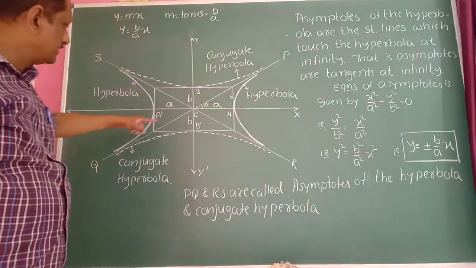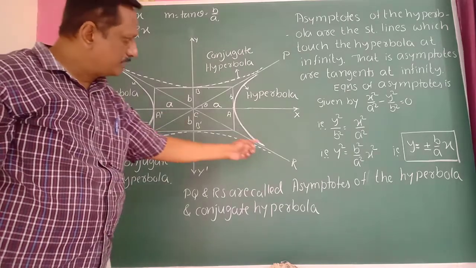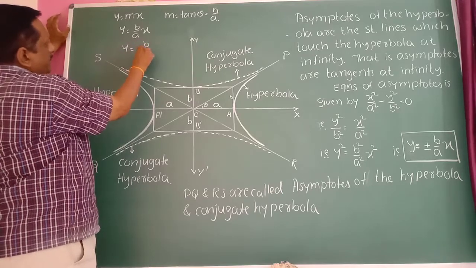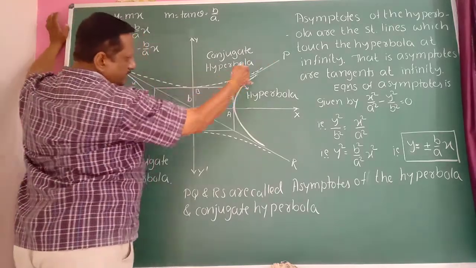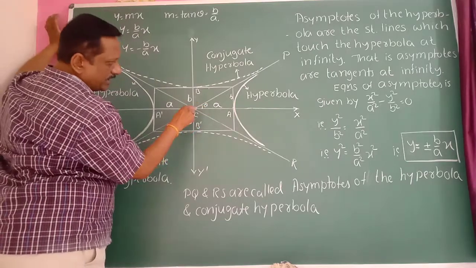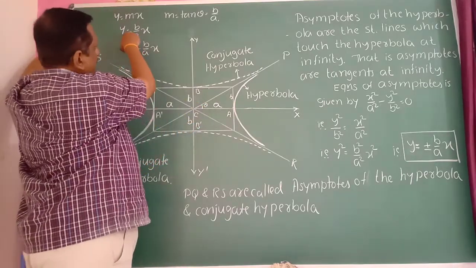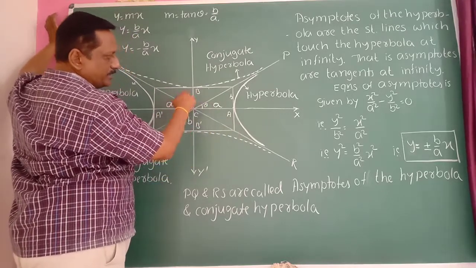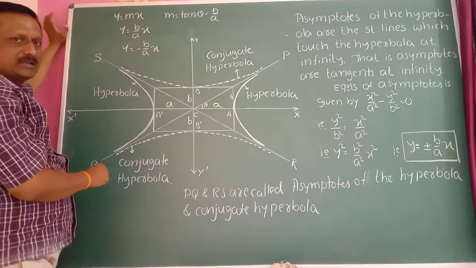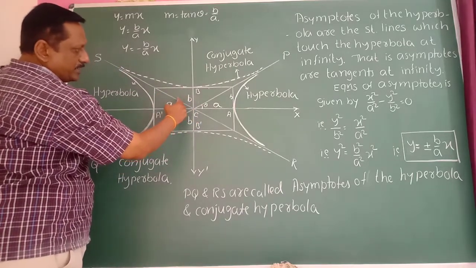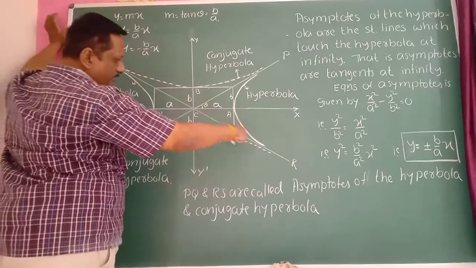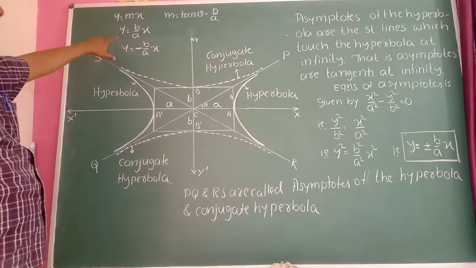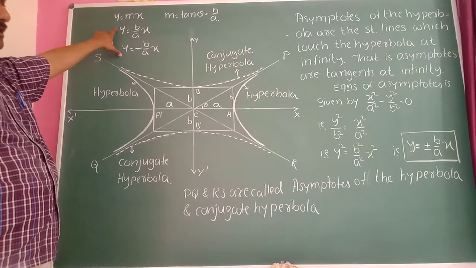This is the equation of this asymptote. Then there is one more asymptote here. Its equation is y is equal to minus b upon a into x. This makes an acute angle here, so the slope is positive. And this makes an obtuse angle here, meaning more than 90 degrees. So the equation of this asymptote is this. Therefore, y is equal to minus b upon a into x. These are the equations of the asymptotes here.